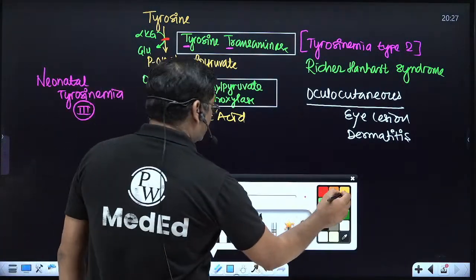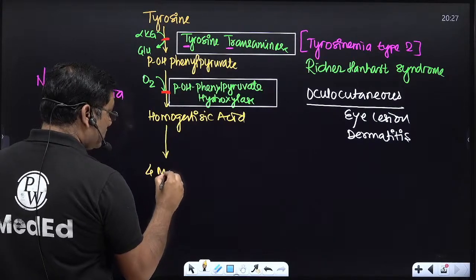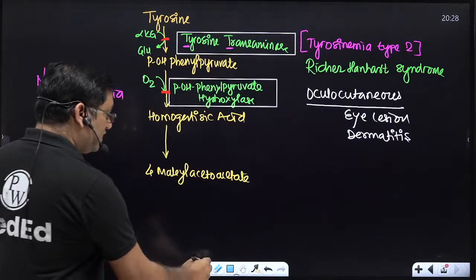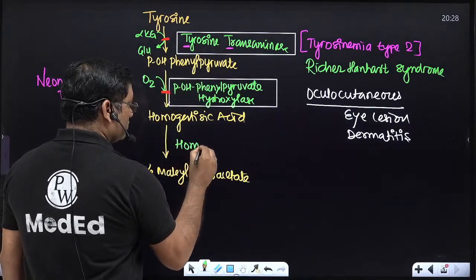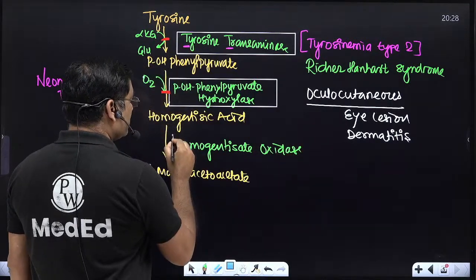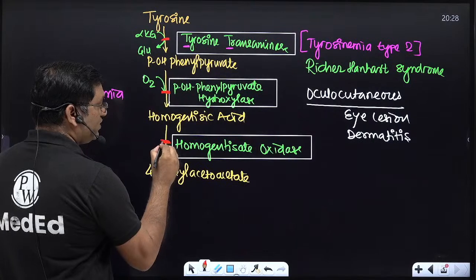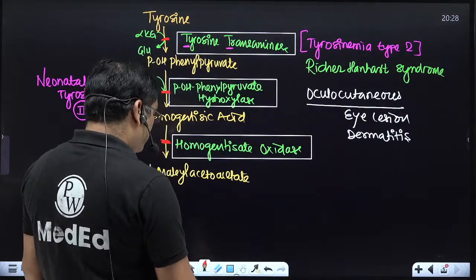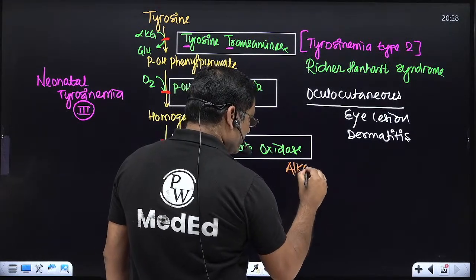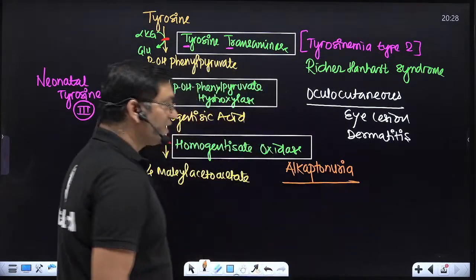Now homogentisate oxidase is the enzyme. Again, it is a dioxygenase. Homogentisate oxidase converts it into 4-maleylacetoacetate. Here the enzyme is homogentisate oxidase. Deficiency causes an important disorder. The name of the disorder is alkaptonuria. If there is a defect in homogentisate oxidase, it causes alkaptonuria. Now what is alkaptonuria? We'll discuss this, just wait. It is included in Garrod's tetrad.